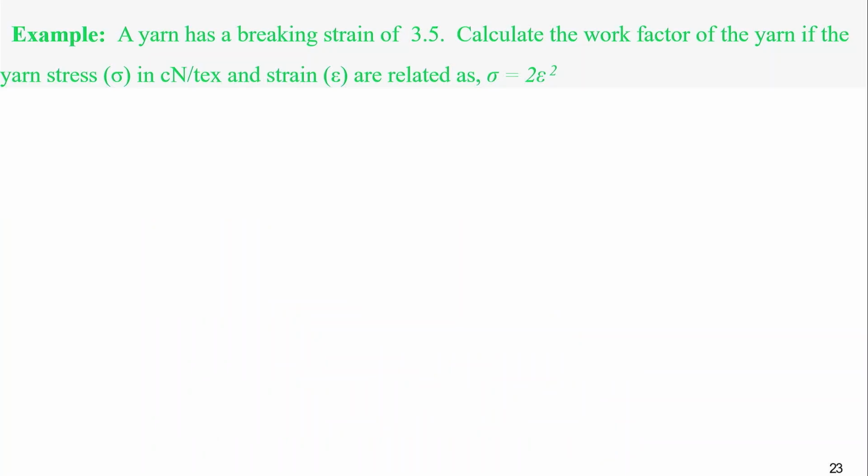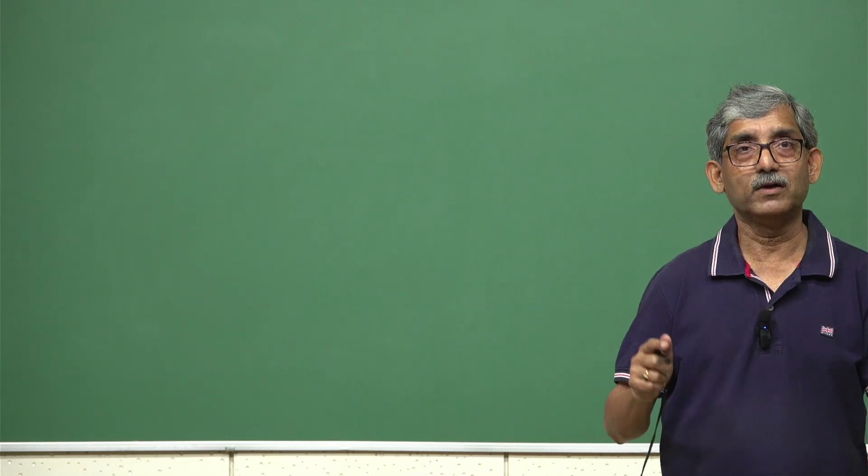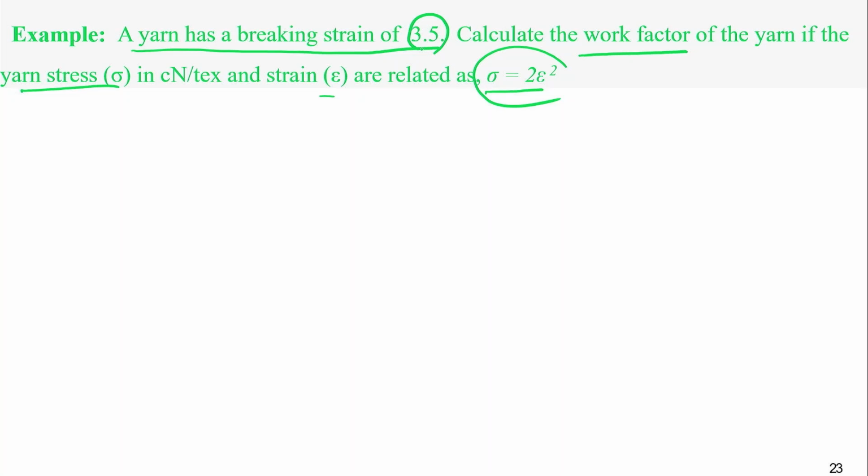Now, the next numerical is to calculate the work factor of the yarn, where the stress strain behavior is given. The yarn has a breaking strain of 3.5. Calculate the work factor of the yarn if yarn stress and strain are related like this. Yarn stress is sigma and strain is epsilon, so sigma equal to 2 epsilon square. This is the relationship between stress and strain, because for work factor we need the stress strain behavior, and also that it is up to the breaking point. So, breaking strain is given. We can calculate the breaking stress by replacing epsilon with 3.5.